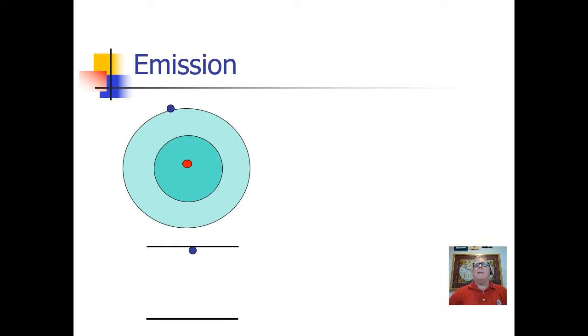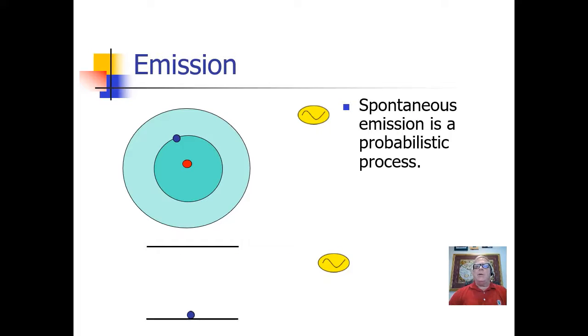Now, when this happens spontaneously, it happens at some random time. We can predict the probability of it happening, but we can't say exactly when it's going to happen because it is a probabilistic process.